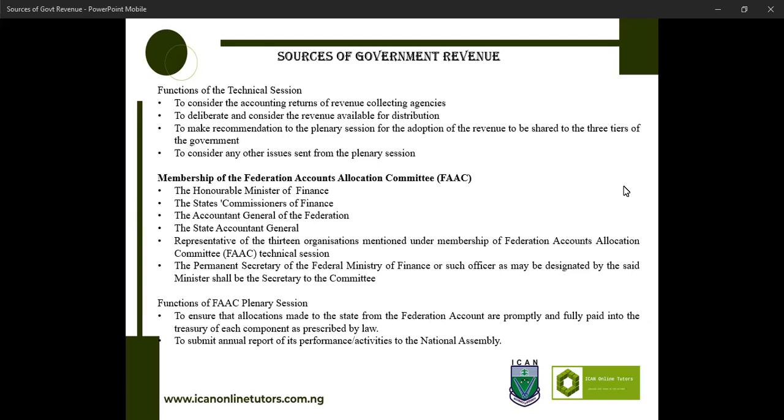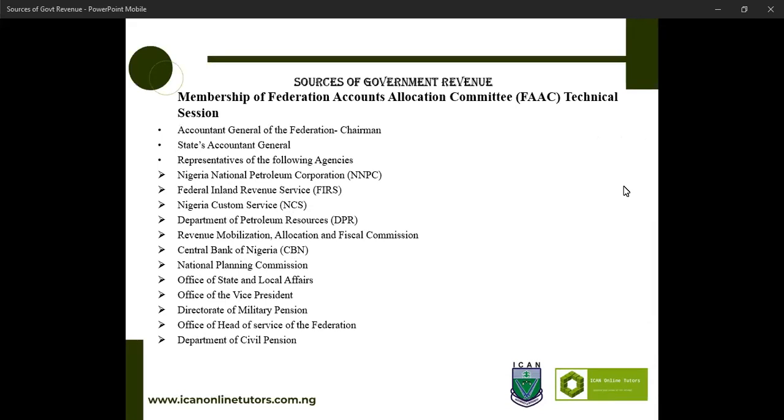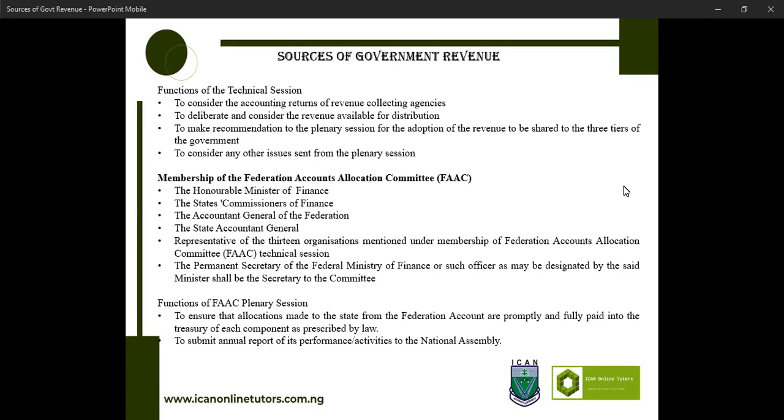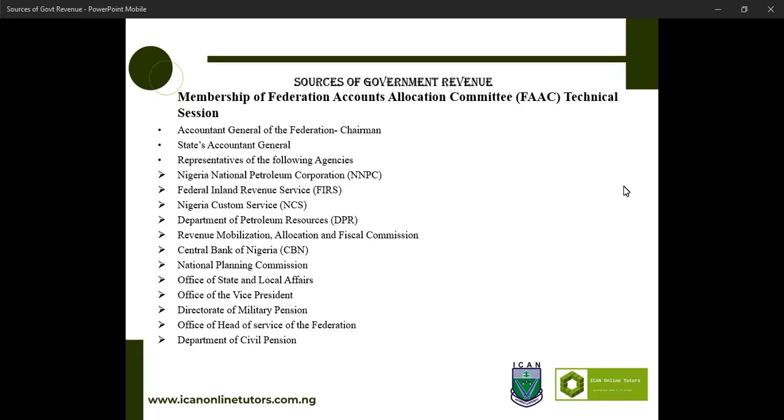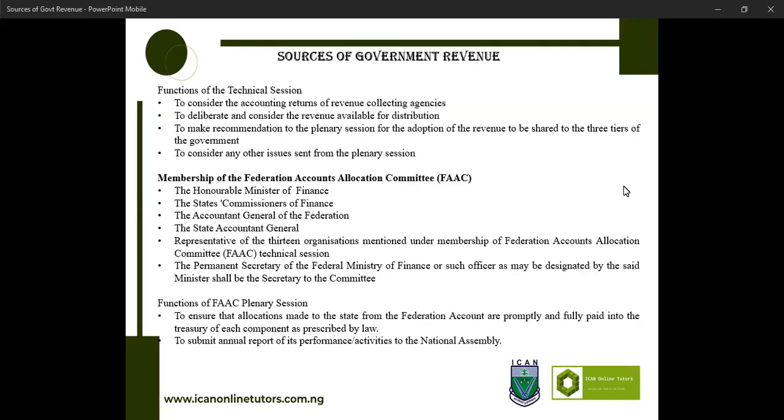We move on to the members of the plenary section. The members of the plenary section of the Federation Account Allocation Committee include the following. We have the Honorable Minister of Finance. We have State Commissioners of Finance. So the difference between this and that of the technical section: we're having the Accountant General as the chairman, but here we're having the Honorable Minister of Finance. At the technical, we're having the State Accountant General from each state of the Federation. But here we are going to be having State Commissioners of Finance.